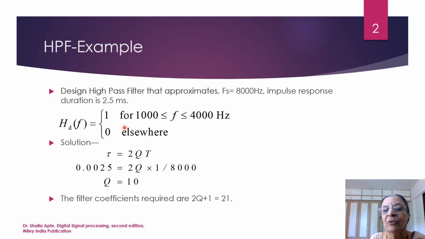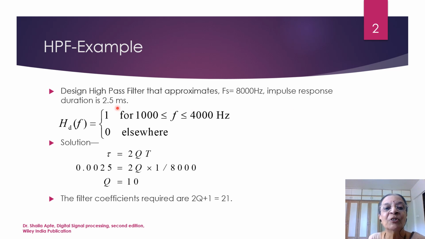Similarly, let us see how to design the high pass filter and the band pass filter using the same procedure. So here is one example. Design a high pass filter that approximates this response, that is, the desired response HD is equal to 1 between 1000 Hertz and 4000 Hertz and is equal to 0 elsewhere. That is, between 0 to 1000 it is 0, and above 1000 it passes all frequencies up to what? Up to the Nyquist frequency. So Fs is 8000 Hertz, so the Nyquist frequency will be 4000 Hertz. So you have to consider the frequency response only up to 4000 Hertz. That is the point you have to understand.